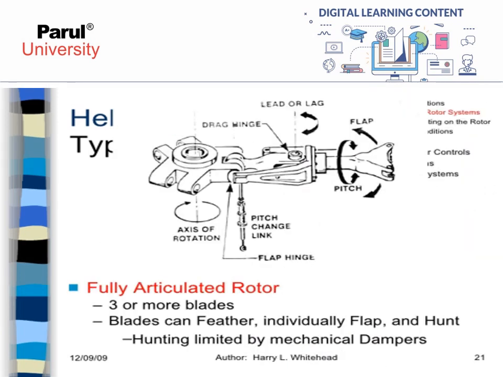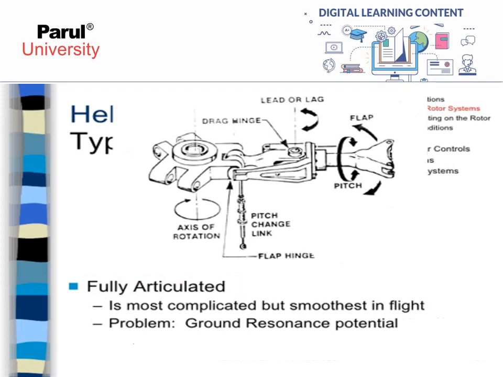Now next is the fully articulated rotor. In this, 3 or more blades. Blades can feather individually, flap and hunt, and hunting is limited by a mechanical damper. Now you can see the figure: drag hinge, lead or lag, flap, pitch change link, flap hinge, axis of rotation. These are the features of this fully articulated rotor. It is the most complicated but smoothest in flight. The problem is ground resonance potential.